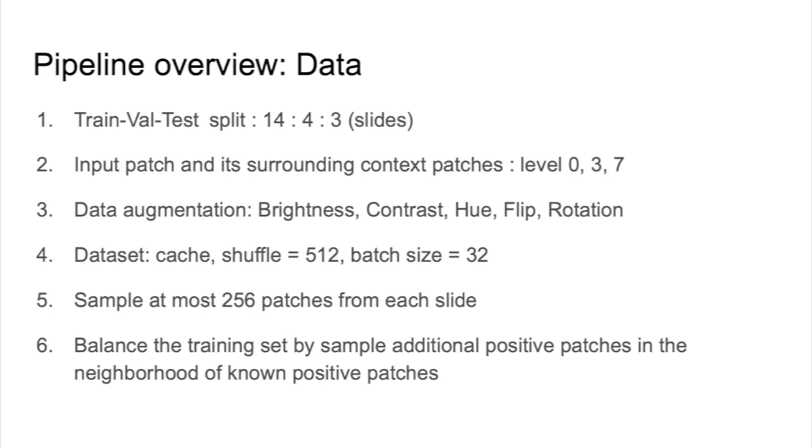The dataset has a batch size of 32, and I sample at most 256 patches from each slide. At most here means that I'll discard the patches that are completely gray. Because there are much fewer positive patches, after I sample those 256 patches from each slide, I will sample additional positive patches in the neighborhood of the positive patches that have already been sampled.